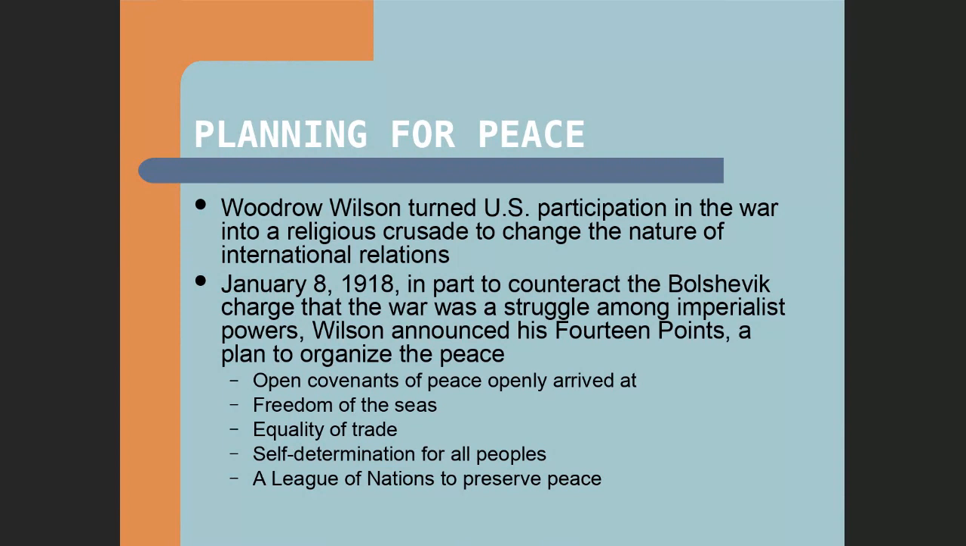All right. Now we do have to get the peace. Now, Wilson had 14 points. You can see those listed there. I'm not going to go through all of these individually, but number one, you get treaties openly arrived at, no secret provisions. Freedom of the seas, equality of trade, self-determination, all that stuff did not happen.